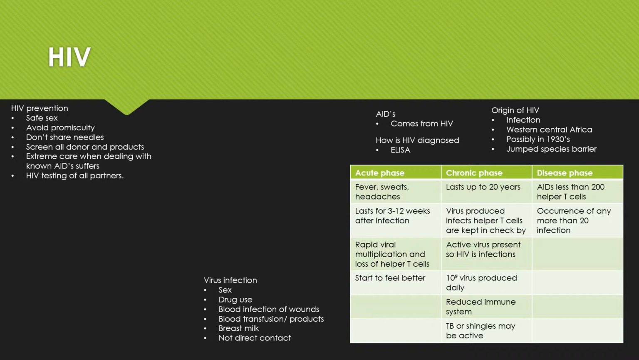Now, during the disease phase, this is basically when people get AIDS. They get AIDS when there are fewer than 200 helper T cells, and the occurrence of more than 20 infections.